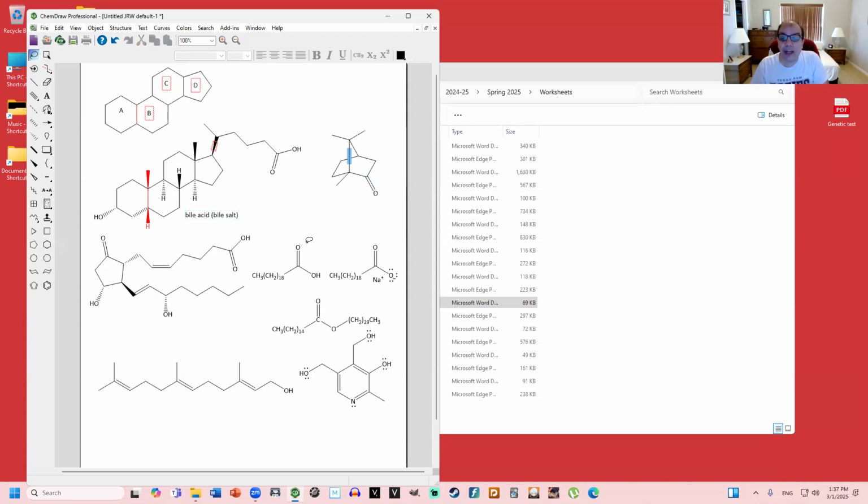Moving over to the next compound, this is a little trickier. It's not a fatty acid. It's not a bile salt. It's not cholesterol. It's not a sex hormone. It's not a prostaglandin. It's not a triglyceride. It's not a phosphatidate or a phospholipid.